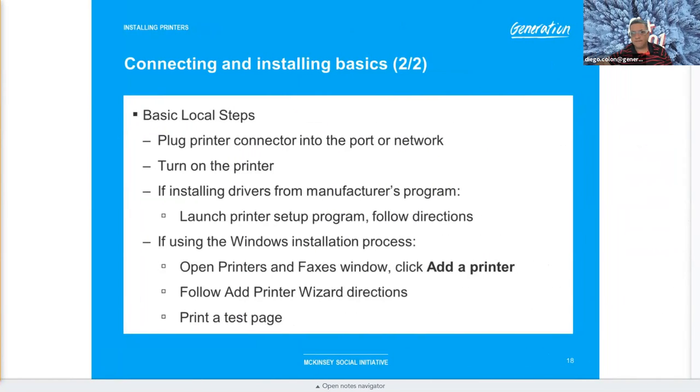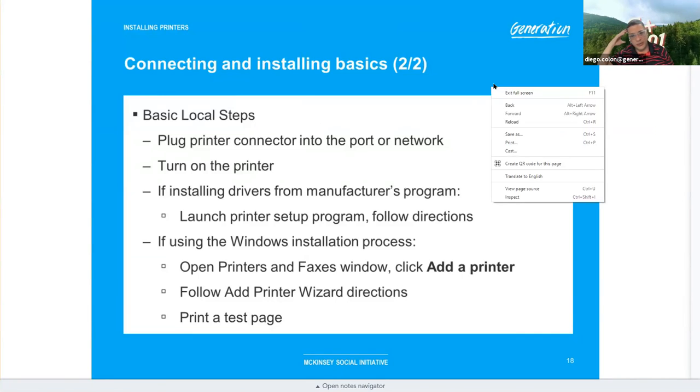All right. The basic local steps are plugging into the connector of the port, if it is a network one. If it's not, you're going to be connecting via USB. Turn on the printer. And if the manufacturer has a CD or something that you can use to set it up, go ahead. Otherwise, you could go into Windows itself, open printers, click on add printer, and go through the wizard of installing the printer.